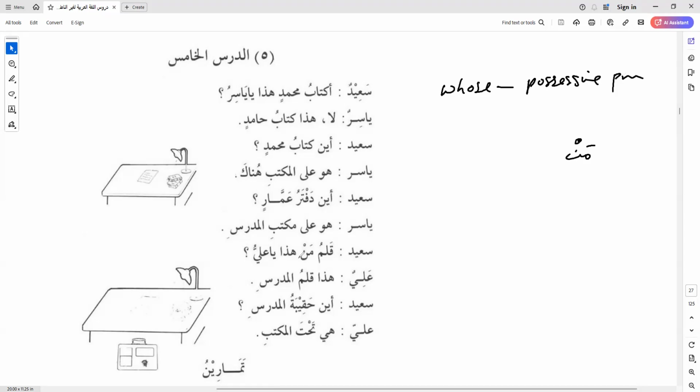So we're going to say qalamu man first, plus man, right? And then you're going to use a demonstrative pronoun like هذا or هذه. So in the sentence, qalamun is the noun, and then man is "whose" this time, and then this.